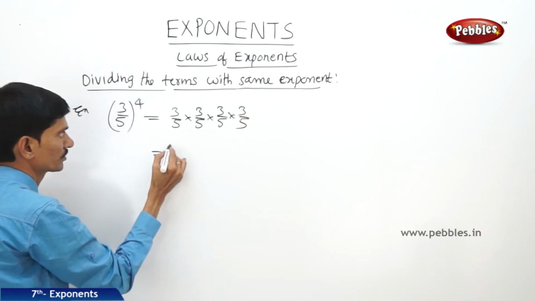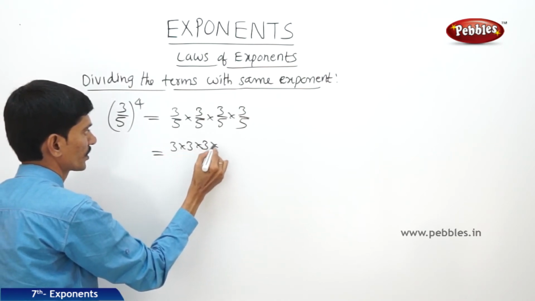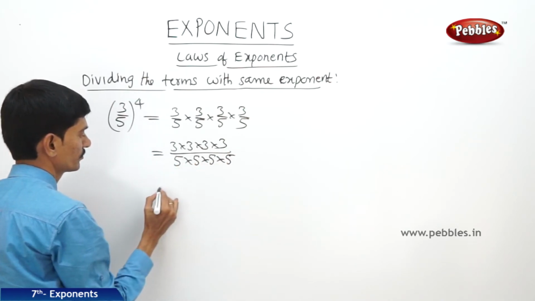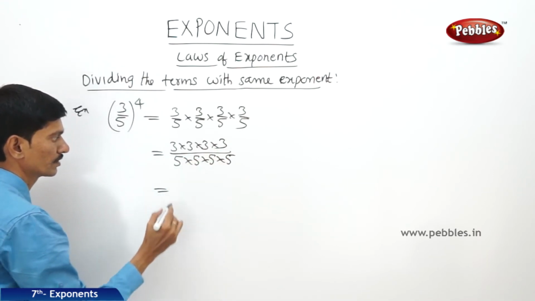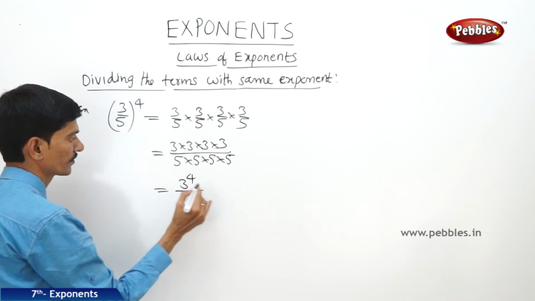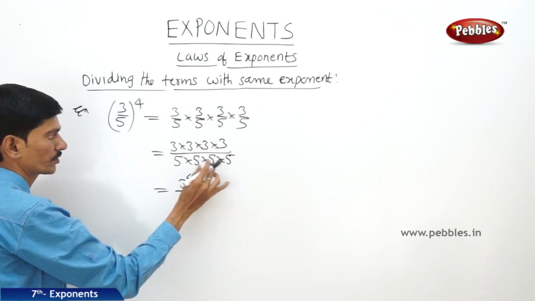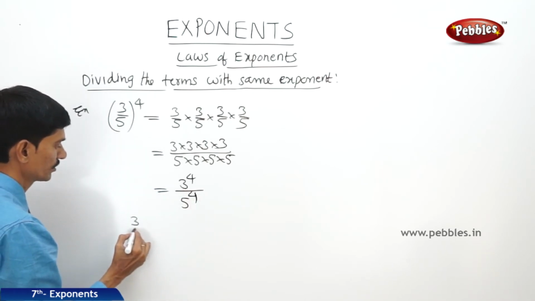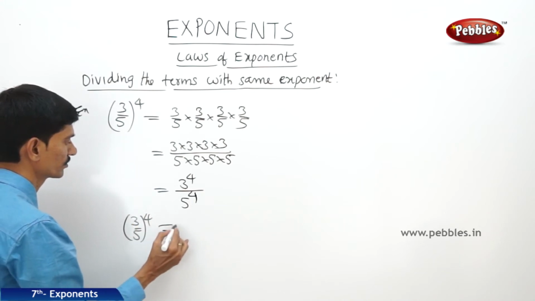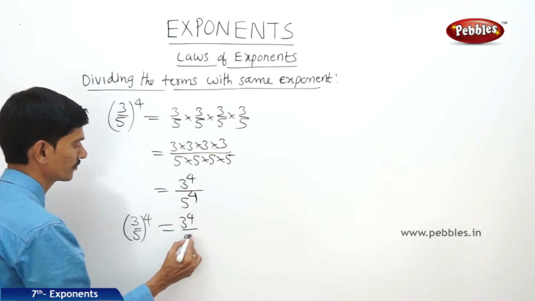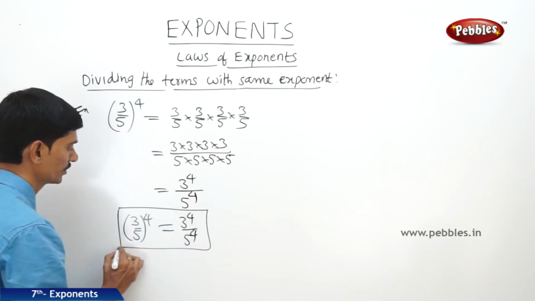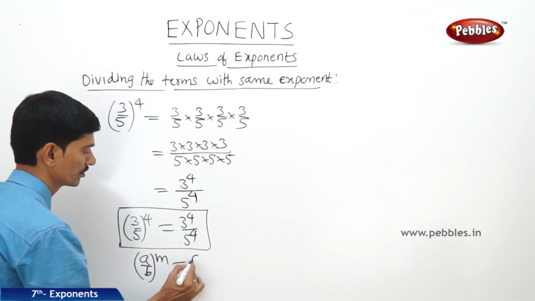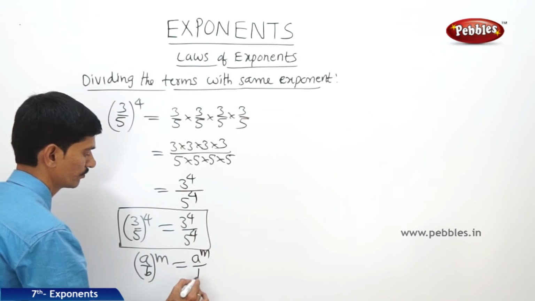So then this can be written as 3 into 3 into 3 into 3 by 5 into 5 into 5 into 5. Here 3 is multiplied 4 times, so this is written as 3 raised to the power of 4, and 5 is multiplied 4 times, so this is written as 5 raised to the power of 4. So we can write 3 by 5 whole to the power of 4 equals 3 to the power of 4 by 5 to the power of 4. And this can be generalized as a by b whole to the power of m equals a to the power of m by b to the power of m.